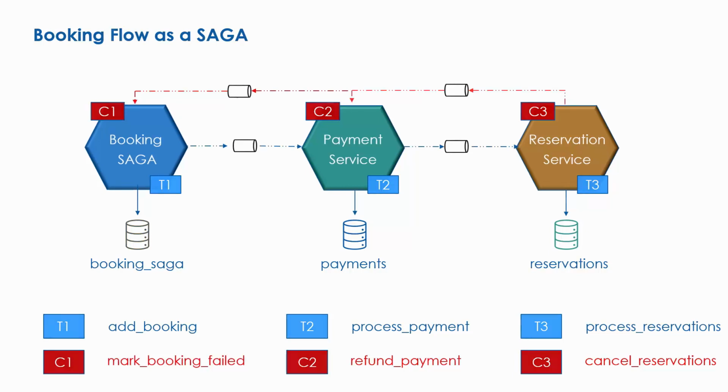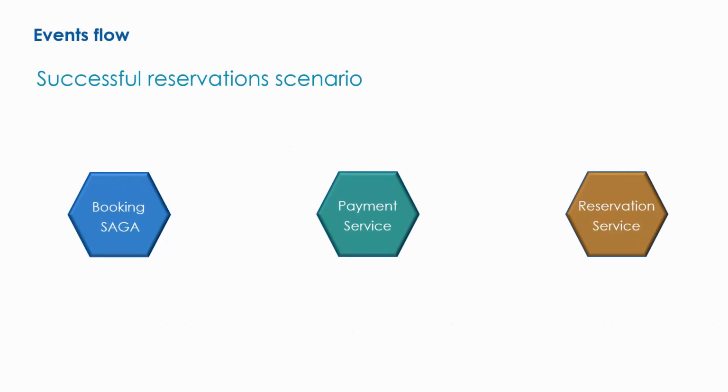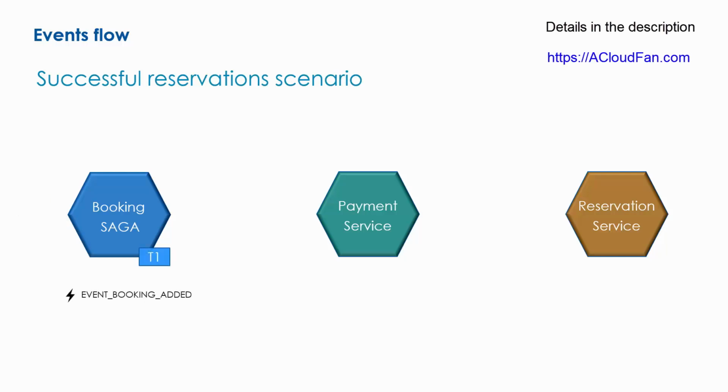Next, let's go over a scenario in which all of the transactions in the booking SAGA flow were successful. The booking SAGA flow gets triggered when a booking is added to the booking SAGA service. The booking SAGA service emits an event booking added. This event is received by the payment service. The payment service carries out the processing of the payment. It charges the customer's credit card. Successful processing leads to the emitting of the payment success event, which is received by the reservation service.